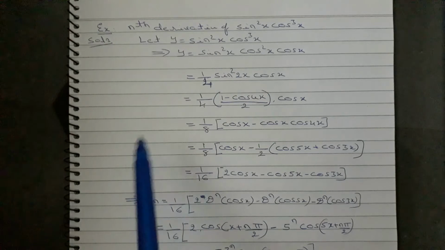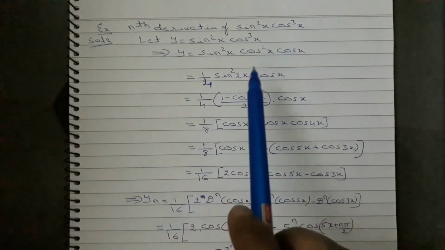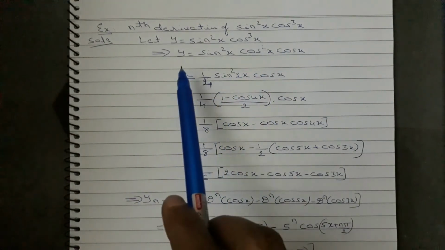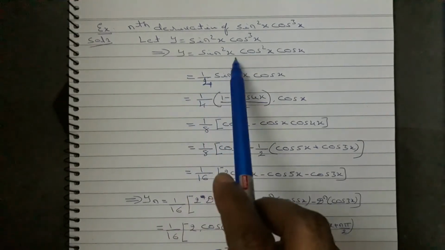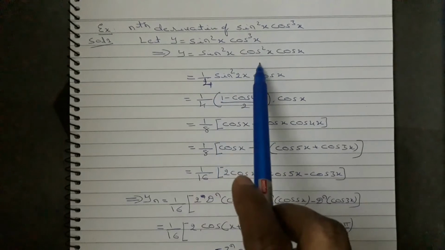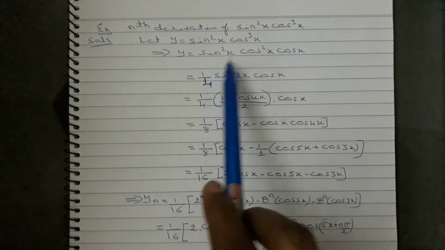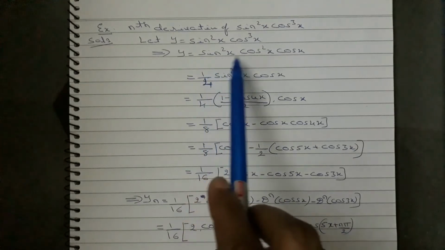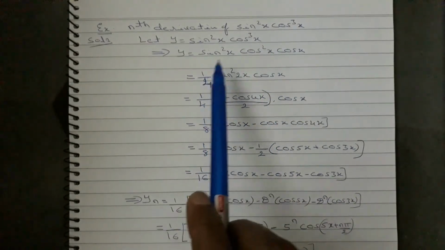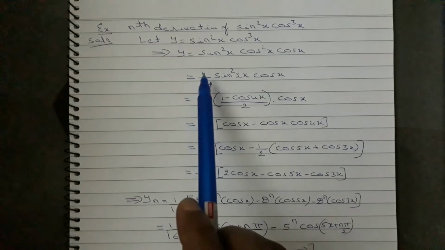So next we can find the nth derivative of sin square x into cos cube x. We can consider y equal to sin square x into cos cube x. So this will become sin x cos x whole raised to 2, and we can take 2 and multiply and divide it by 2.